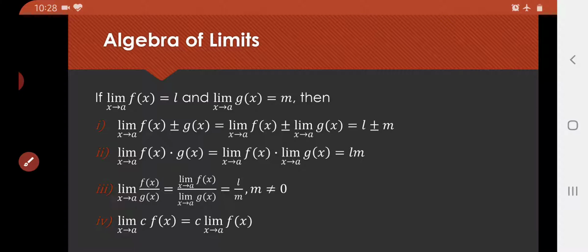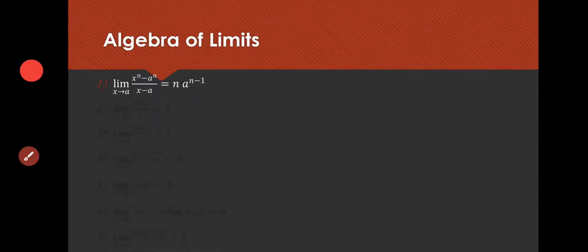Next, standard limits. The first one: limit x tends to a of x to the power n minus a to the power n by x minus a is equal to n into a to the power n minus 1. How it comes, we are just skipping that part because the syllabus has been reduced. We need not really know how it is coming, and anyway this is going to be discussed elaborately in class 12. So we just need to know that this happens. We are not really talking about how it comes.